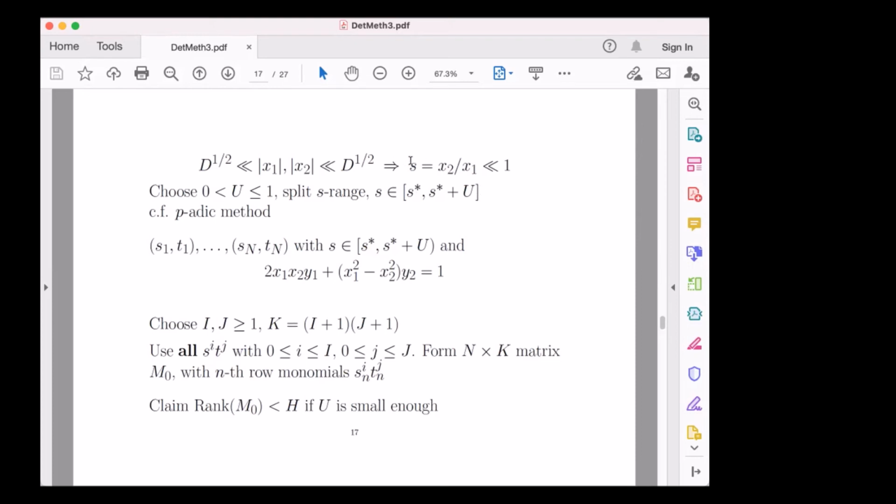Now, splitting up the S range into short intervals is the Archimedean equivalent of splitting up the points in the p-adic method into congruence classes modulo p. So we localize the points that we're interested in into a short interval in one case, or a p-adic disk in the other. And we're just going to look at those points for which the corresponding S value lies in this short interval.